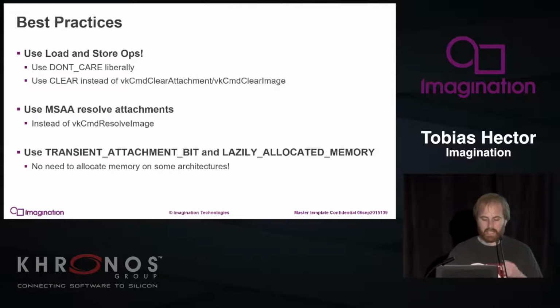And finally, that thing I mentioned, you don't have to allocate memory. Use transient attachment bits. Say, I'm never going to use this. I'm going to put don't care or clear at each end of my load and store for my RenderPass. And then use lazily allocated memory for that, and you will never have to allocate memory for that attachment on certain architectures.